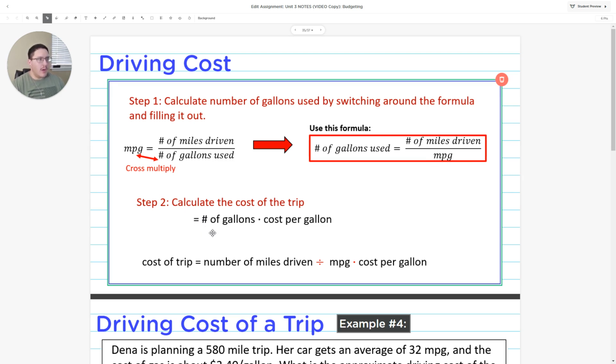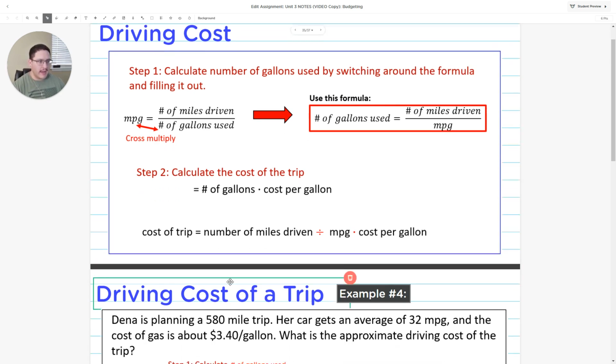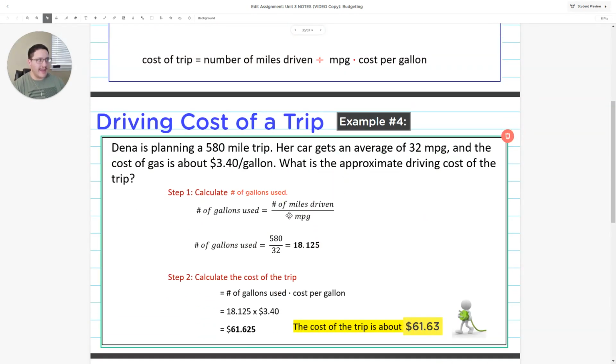Step 2, we're going to have a cost per gallon that we're going to multiply with the number of gallons used for the trip. And then we will get the entire cost from there. You can combine both of these steps into one big step. Number of miles driven divided by the MPG multiplied by the cost per gallon. So let's look at example number 4.